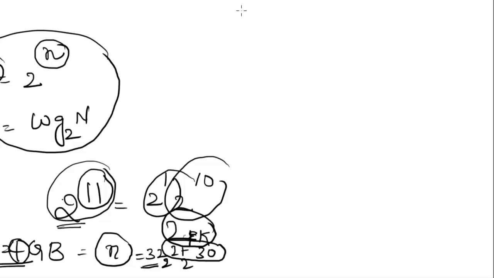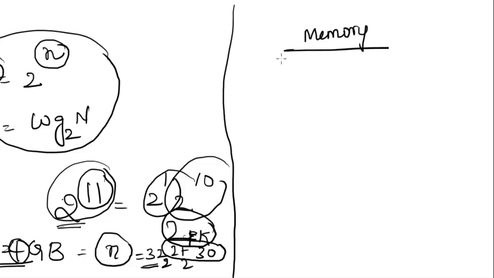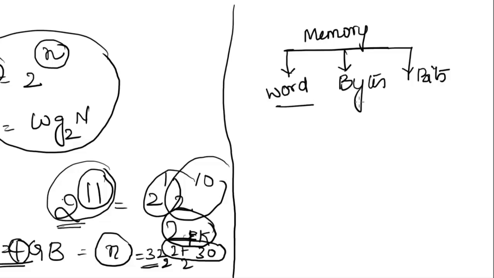Okay. Now, the next important topic is how the memory is organized. Memory can be organized in three forms: either in the form of words, or in the form of bytes, or in the form of bits. Based upon this, the memory will be organized. Now we will see some problems related to how the memory is organized in the form of words, bytes, and bits.